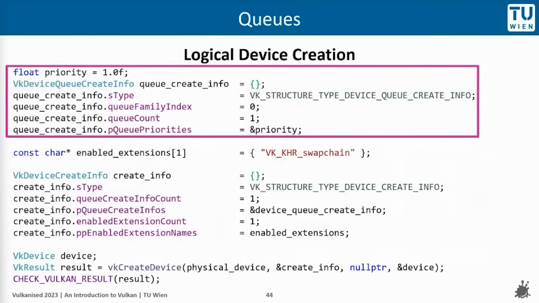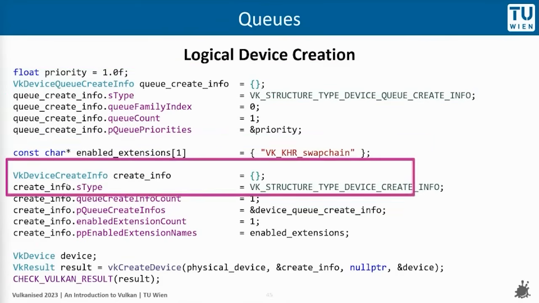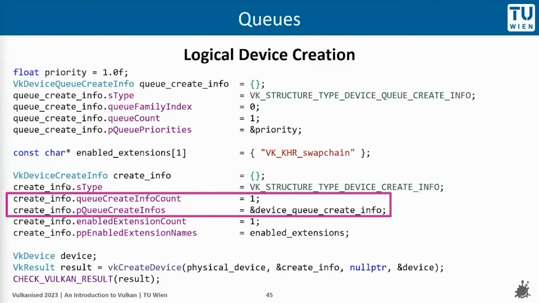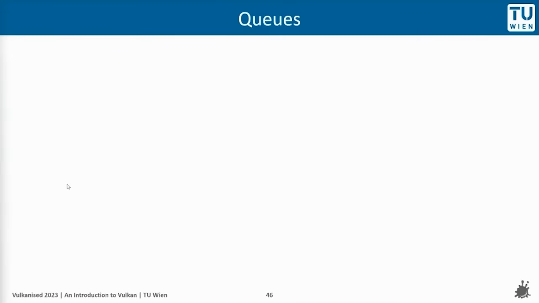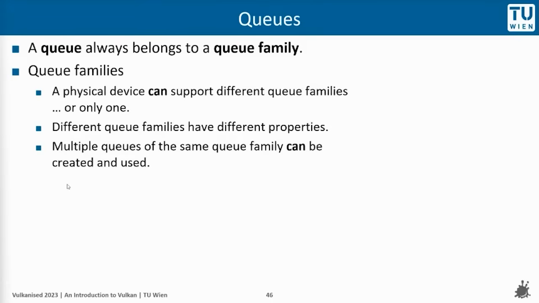So how do we specify which queues we want to be created? For that, we use another configuration structure, in this case VkDeviceQueueCreateInfo, and we pass that to the logical device creation configuration struct, which we will talk about in a minute. One important thing to note here: a queue always belongs to a queue family. So queues are organized in queue families, and the queue family is more important to keep track of, so to say.